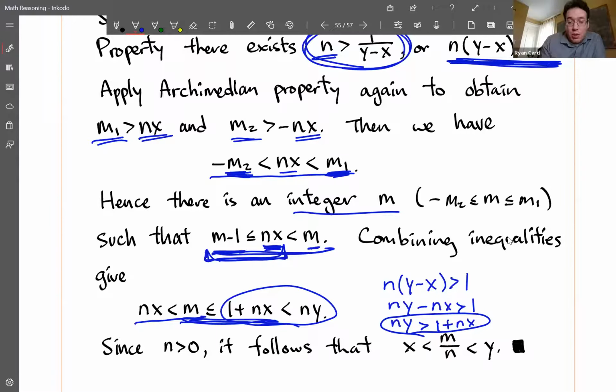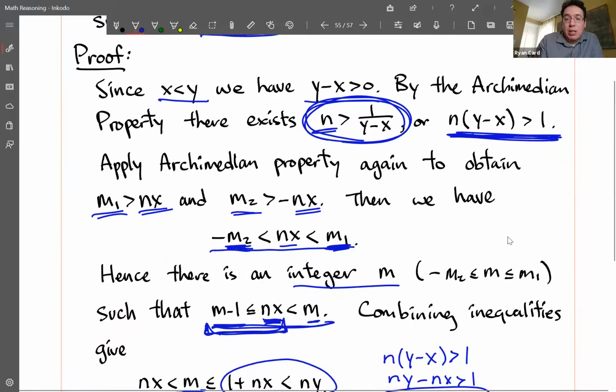So what do we have? We have nx is less than m, which is less than ny. If you divide all three sides by n, then we'll get x is less than m over n, which is less than y. So we found a rational number m divided by n that's strictly between x and y.